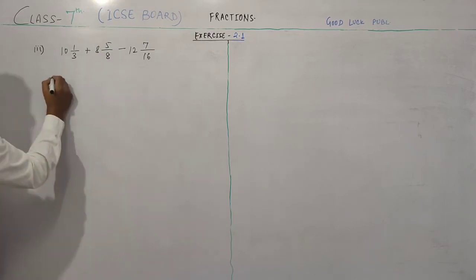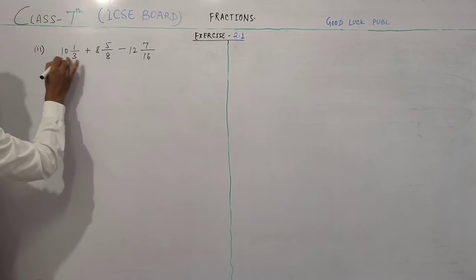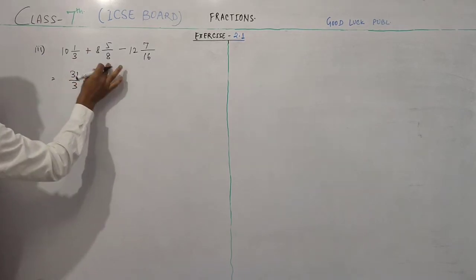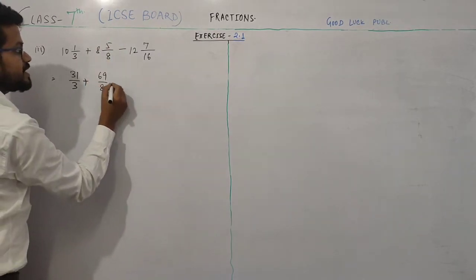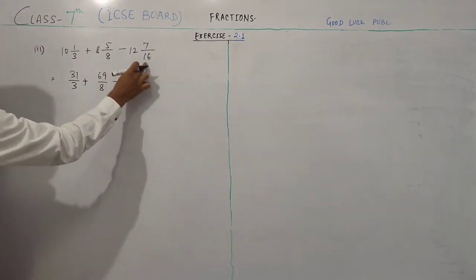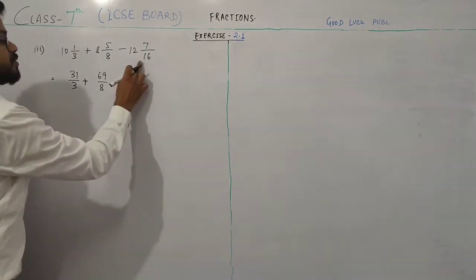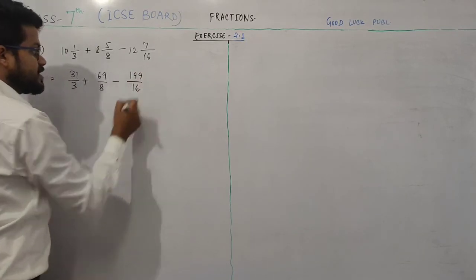So first step is convert this into an improper fraction. 10 threes are 30 plus 1, 31 by 3, plus 8 eights are 64 plus 5, 69 by 8, minus 12 into 16. If I multiply this, I get 192. So 192 plus 7 is 199 by 16.